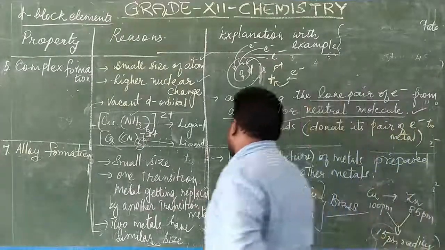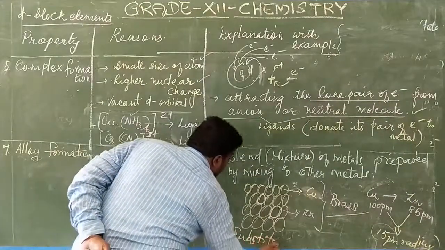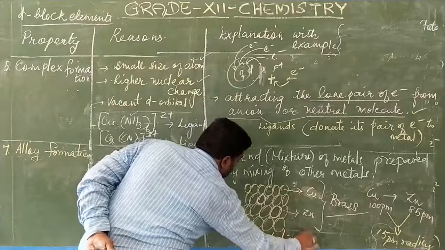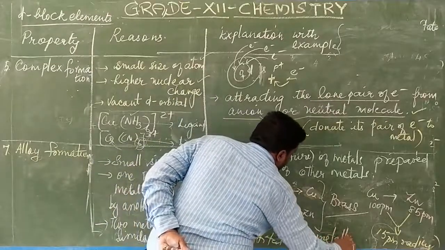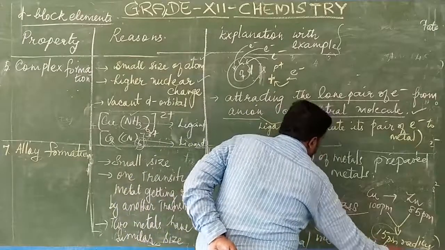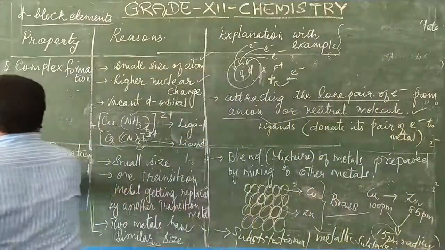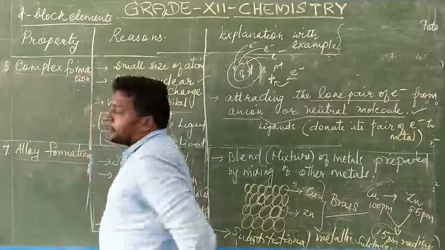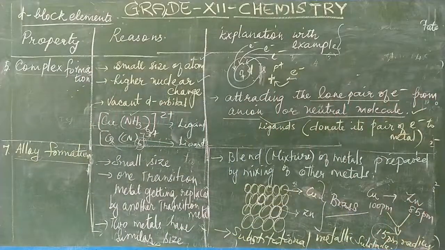So that is why this alloy is considered a substitutional metallic substance. It is called a substitutional metallic substance. So this is for the alloy formation, and I told you the complex formation. These 7 properties you must keep in mind thoroughly, with their explanation and examples.